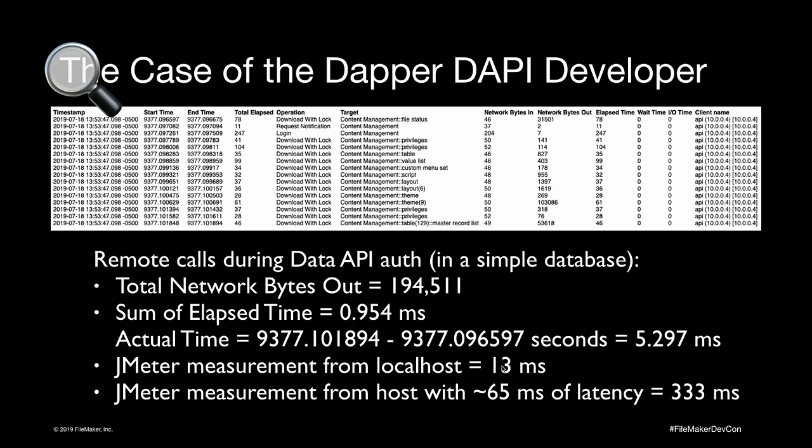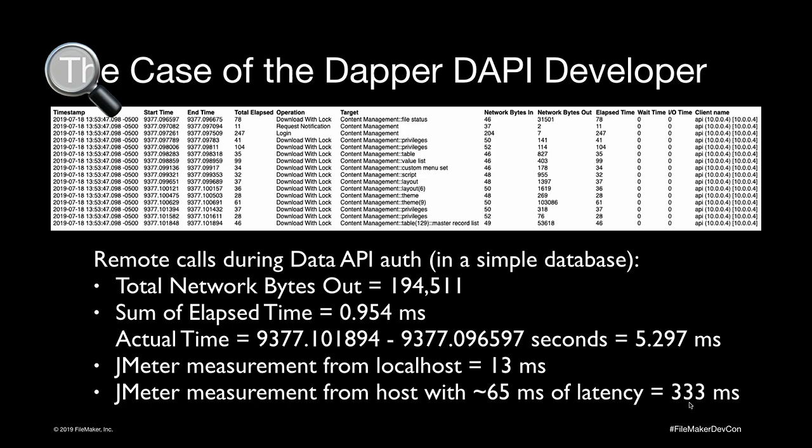When we did the remote connection to the data API, we used JMeter to help measure this. When we were connecting to a local server on the same machine, with JMeter running on the same machine as the database server and the web publishing engine, all a single machine deployment, it was about 13 milliseconds from the client's perspective for that connection. But when we tested this over a WAN, which was the scenario with this particular client, coming in from a few states away, I don't know exactly what their latency was, but when I tested with about 65 milliseconds of latency, it took about 333 milliseconds to log into the data API.